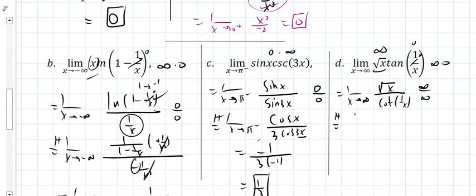By L'Hopital, again, you could leave the tangent up there and say that's 1 over radical x. Maybe I'll come back to that if this doesn't work. We'll see how that plays.